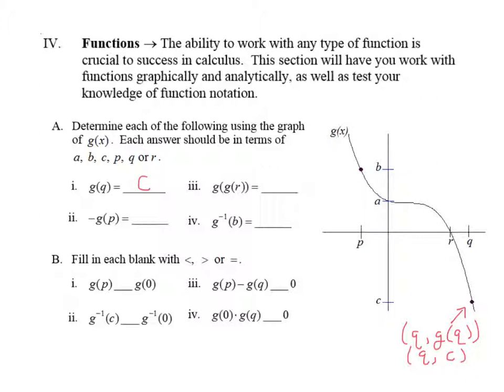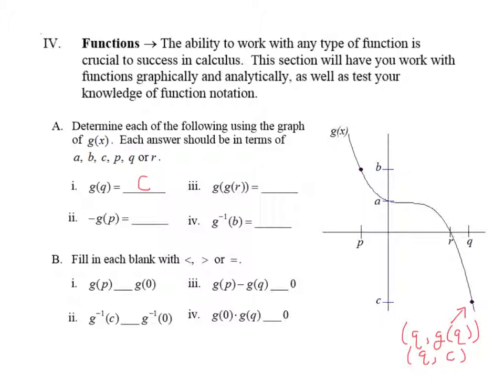We'll see this in another exercise later on, or a few other exercises later on. But the idea is that if B is an input value for g inverse, that means it must be the output value for g. All right.